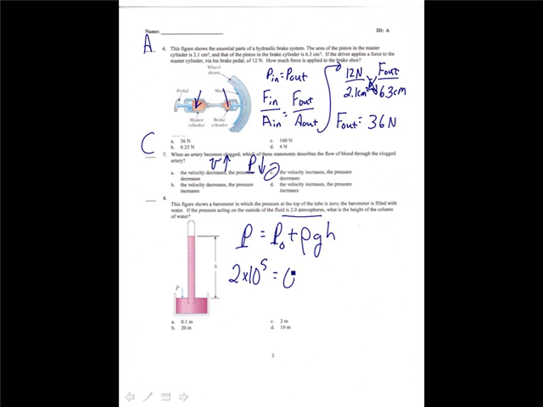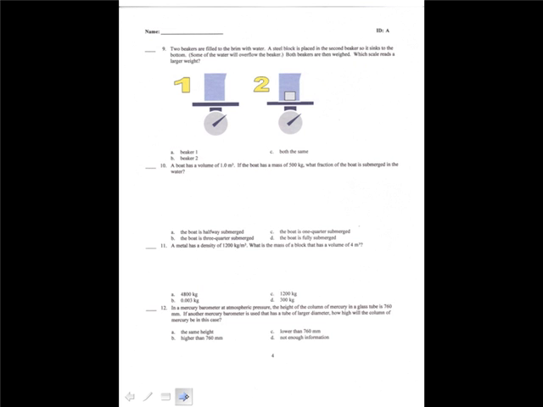Is equal to 0 plus 1,000. That's the density of water times 9.8 times h. And we solve this for h. We find it's equal to 20 meters.